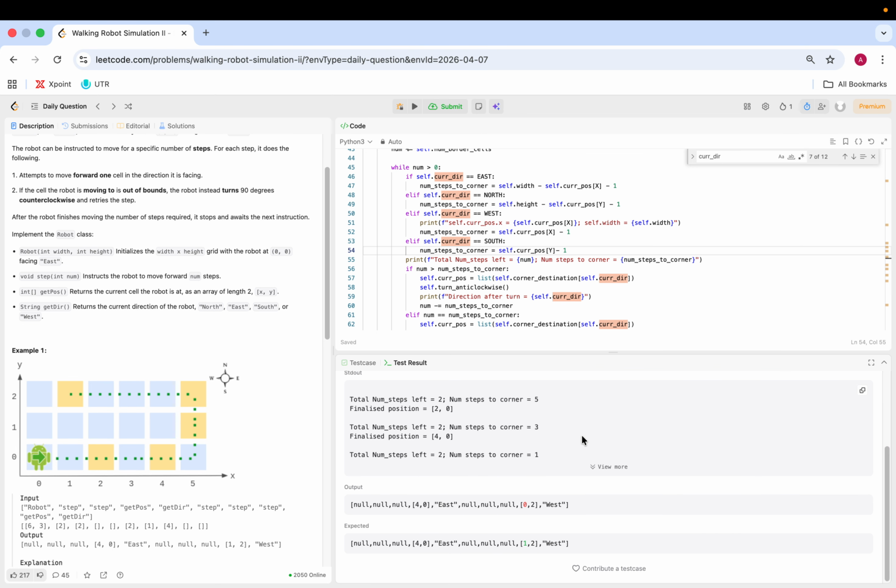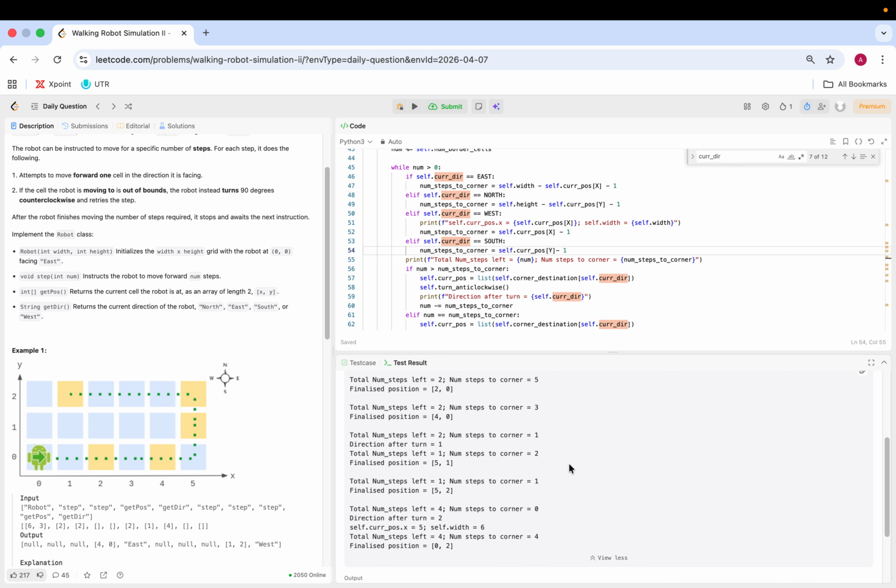What? 0, 2? Is it still wrong? So 0, you turn left. Total number of steps left, 1, 2, 3, 4. Number of steps to the corner is 1. Okay, so maybe it's not this. 1, 2, 3, 4, 5. So it's just from the corner to there, it's the width. Is it just the width?